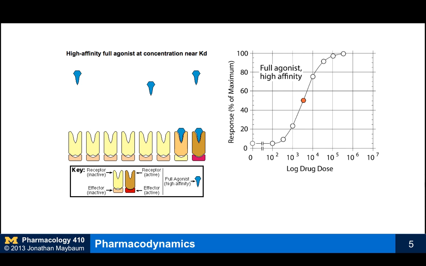Over on the right is a dose-response curve, where we can see how this scenario would be plotted. Since we've got about half of the receptors occupied at any instant, we see about half of maximal response. So that's all good. Let's next see what this looks like if we use the same ligand, but we just go to a higher concentration.